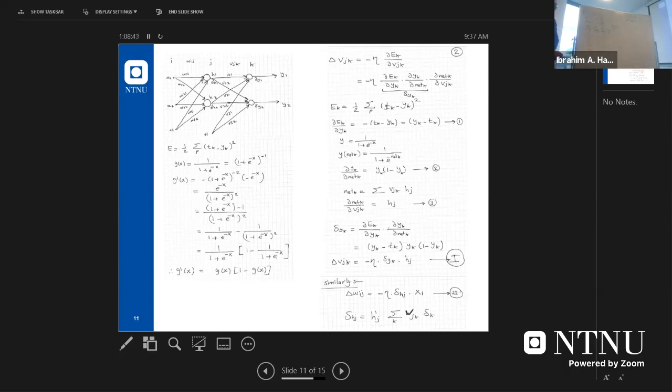If you want to make it easy, you can just combine this one. Usually they combine this one and call it delta y. And we will have delta y1 and delta y2 because we have two outputs. So delta y1 will be t minus y1 multiplied by y1 times (1 minus y1). So you will just do it like this.